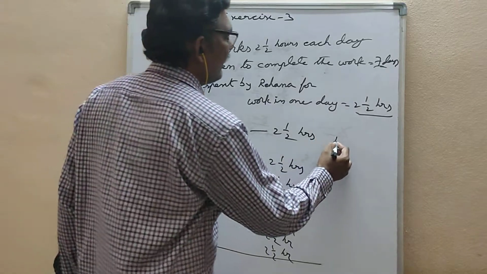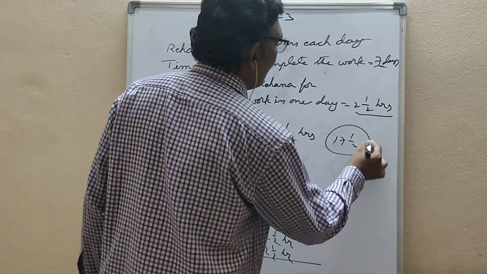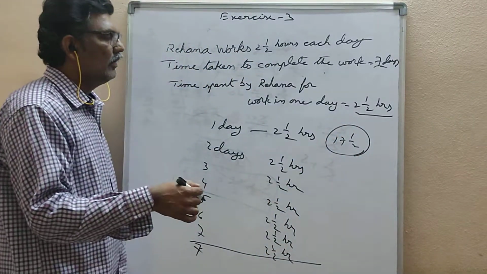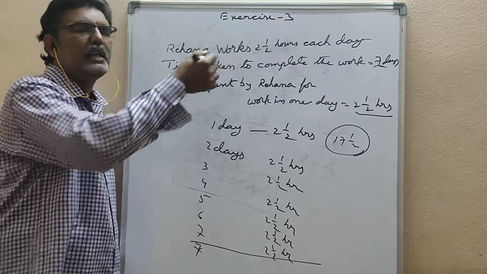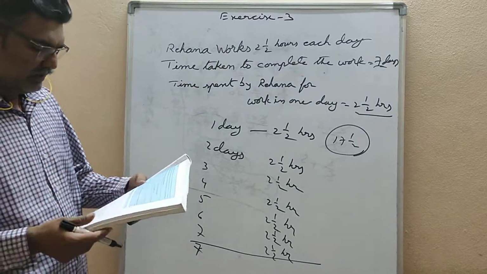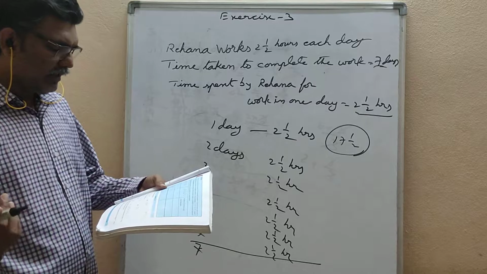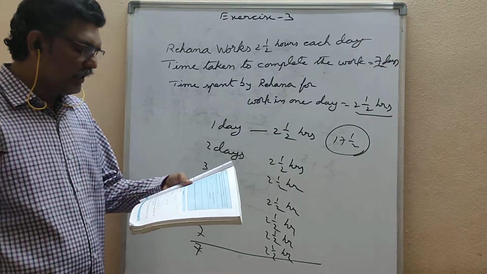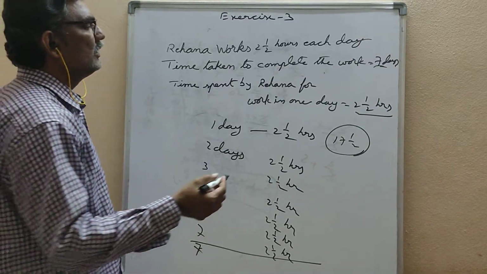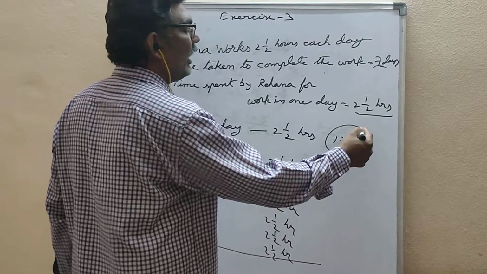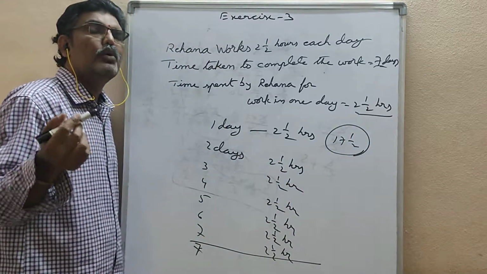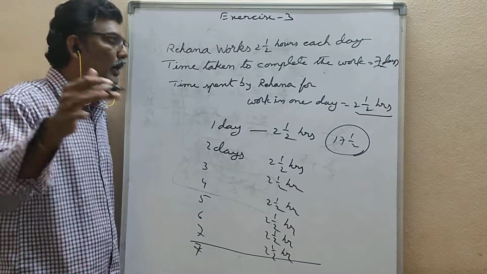So 17.5 hours she worked for completing the entire embroidery in 7 days. What he asked: how many hours did she take to complete her work? So 17.5 hours she took to complete the work. It is for your understanding purpose.